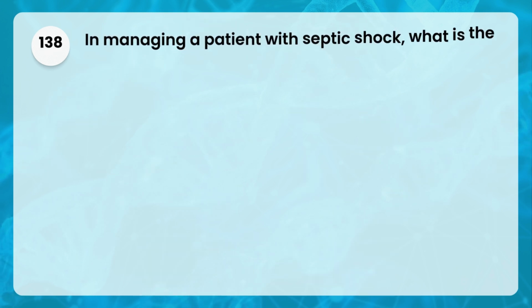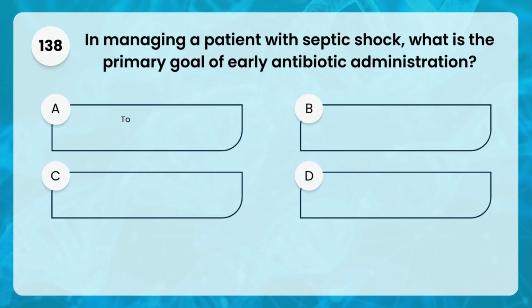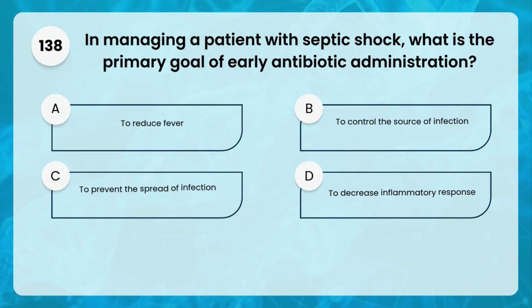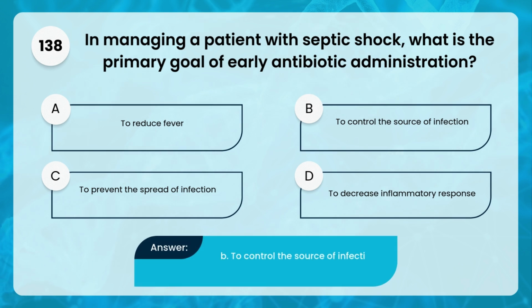Number 138. In managing a patient with septic shock, what is the primary goal of early antibiotic administration? A. To reduce fever. B. To control the source of infection. C. To prevent the spread of infection. Or D. To decrease inflammatory response. The answer is B. To control the source of infection.